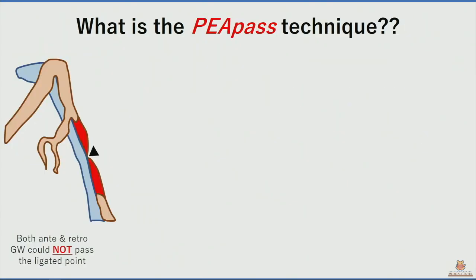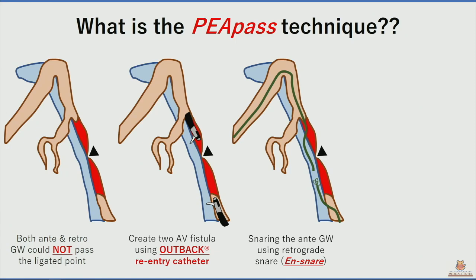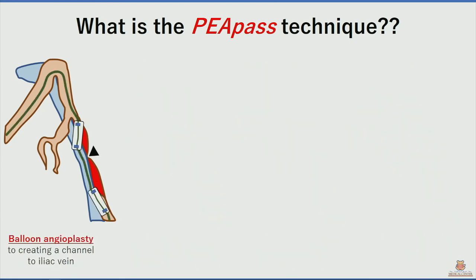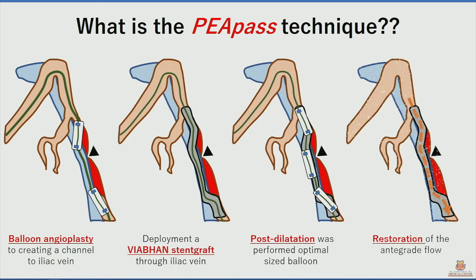This is the concept of PEA pass. Create proximal and distal AV fistula using an OUTBACK. We try to insert the guidewire into the vein. Next, we try to snare the antegrade wire using a retrograde snare catheter. The guidewire is externalized, and we create a huge AV fistula using a big balloon, stent graft deployment, post-dilatation, finish. This is the concept of PEA pass.